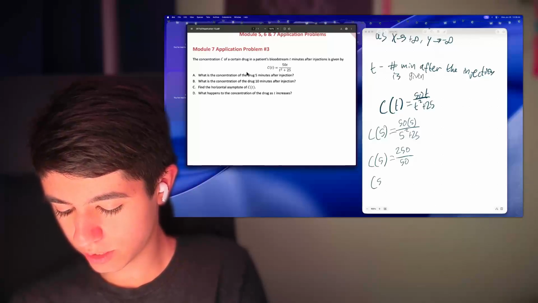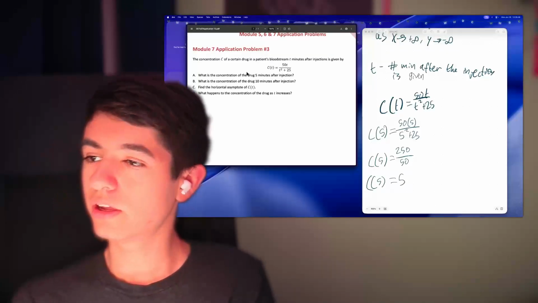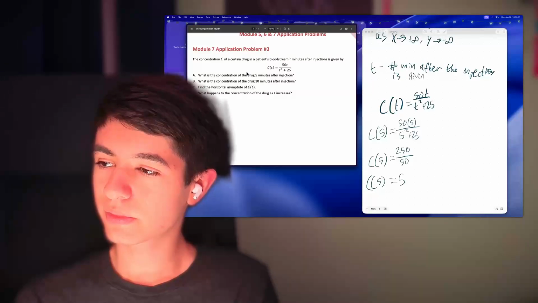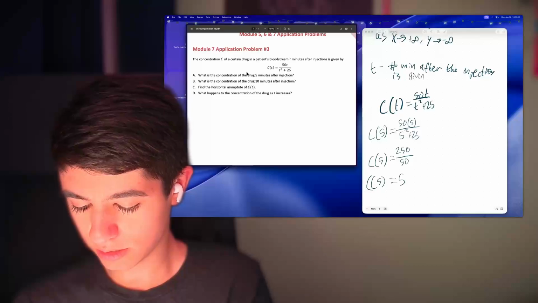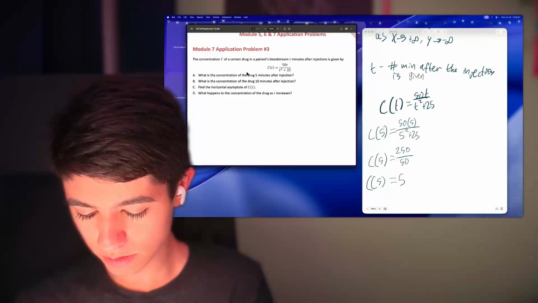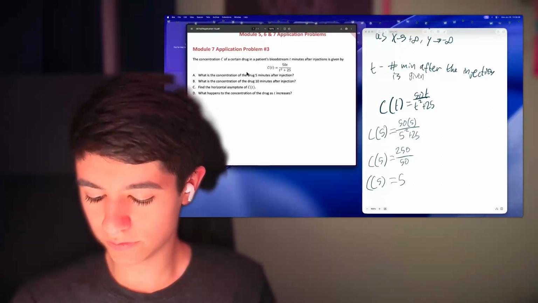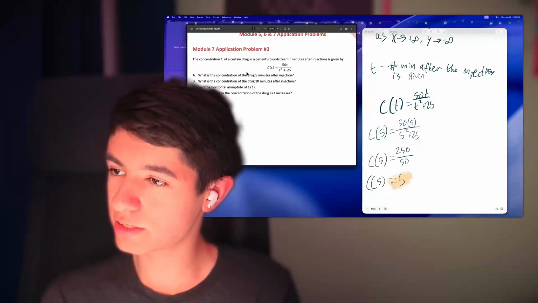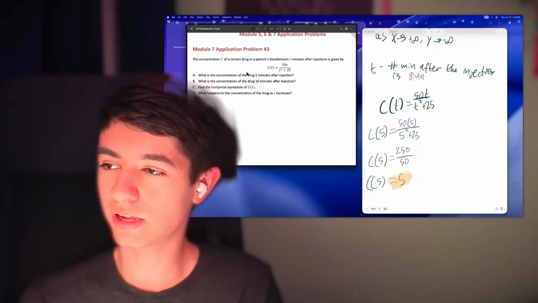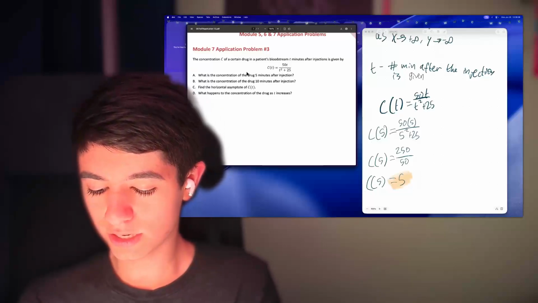So C of 5 equals 5. So after 5 minutes, the concentration of the drug would be at level 5. The problem doesn't specify what level 5 means, but it would be at 5. Now, what about 10 minutes?